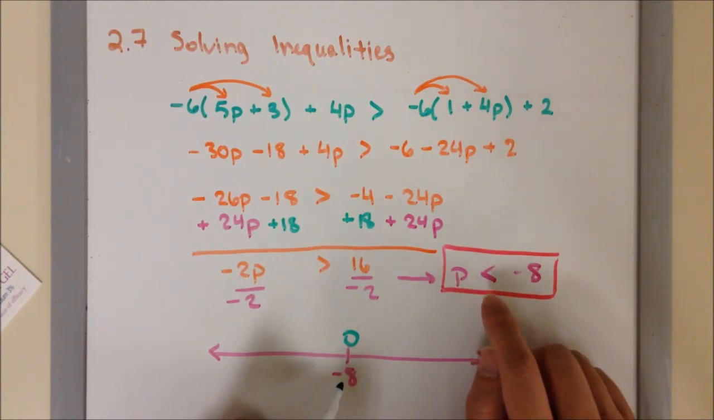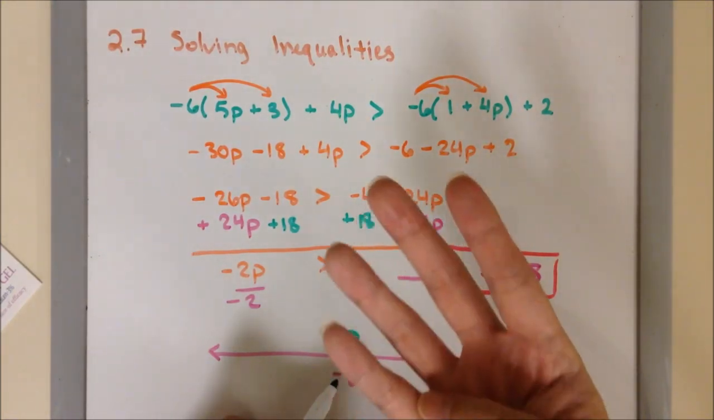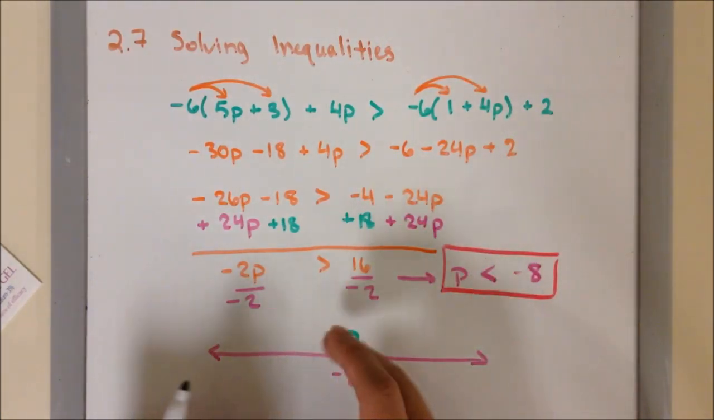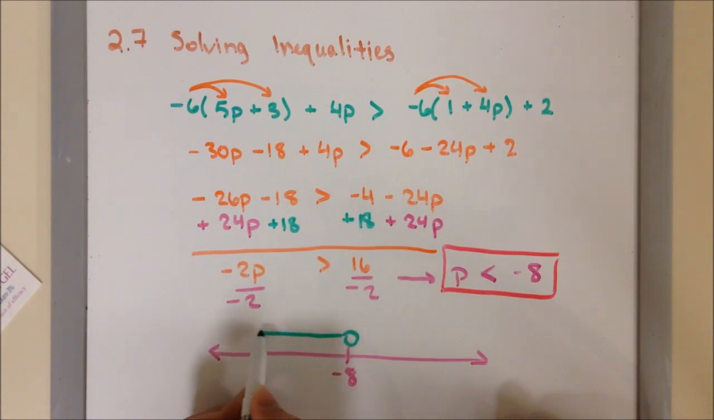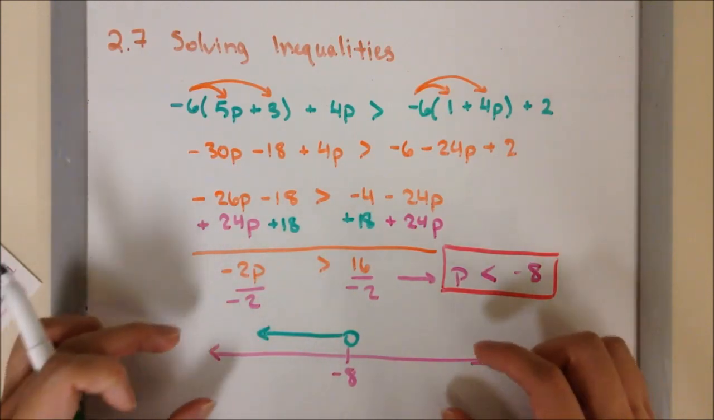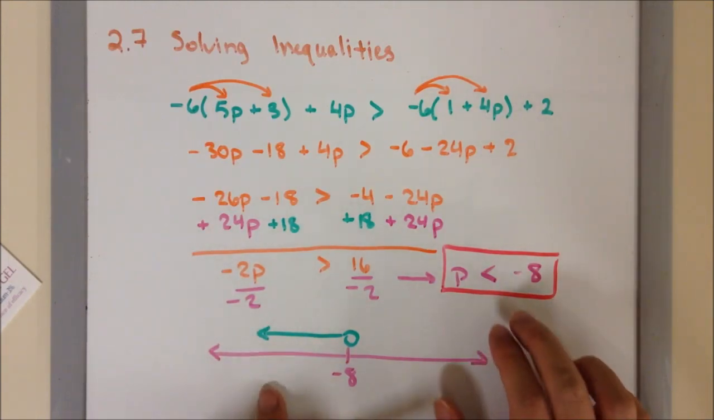When it says p less than, numbers that are less than negative 8 are negative 9, negative 10, negative 11, negative 12, and so on. Those numbers are going towards the left. So I'm going to draw an arrow pointing to the left. And that is our graph for a solution. So that's all you have to do for graphing this solution.